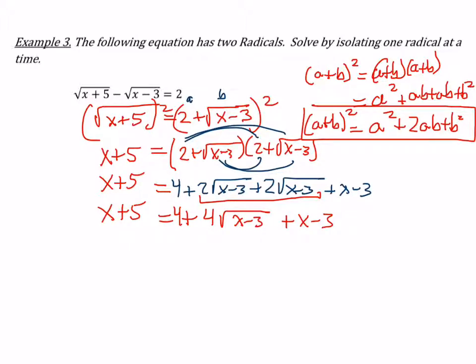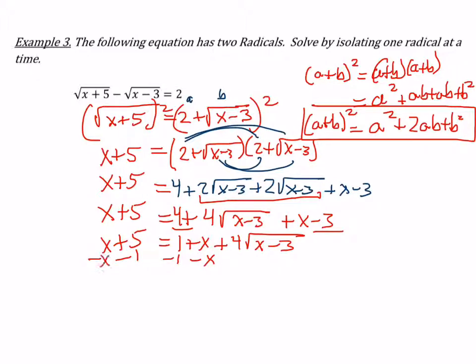All right, so now let's get this radical all by itself, because we still have some radical left, but we get everything over to this side, and we can square it. All right, so let's clean it up a little bit more. We have this 4 minus 3, which is 1, plus x plus 4, square root of x minus 3. So if we subtract 1 and subtract x, well, those x's go away nicely, and we have 4 equals 4 root x minus 3.